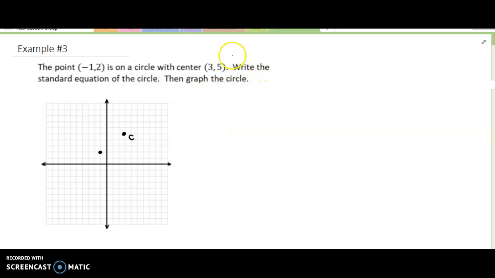All right, so the standard equation, in order to write it, I need the center and I need my radius. Okay, so my center's right here. It gives me the center, (3, 5). Okay, now I have to find my radius.